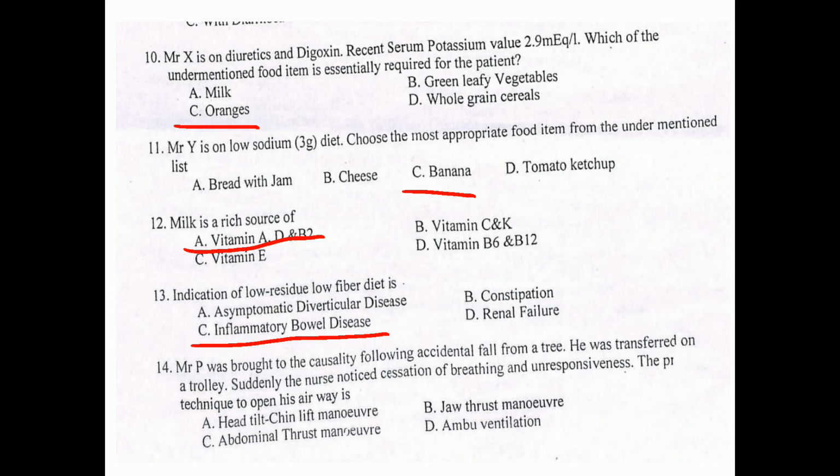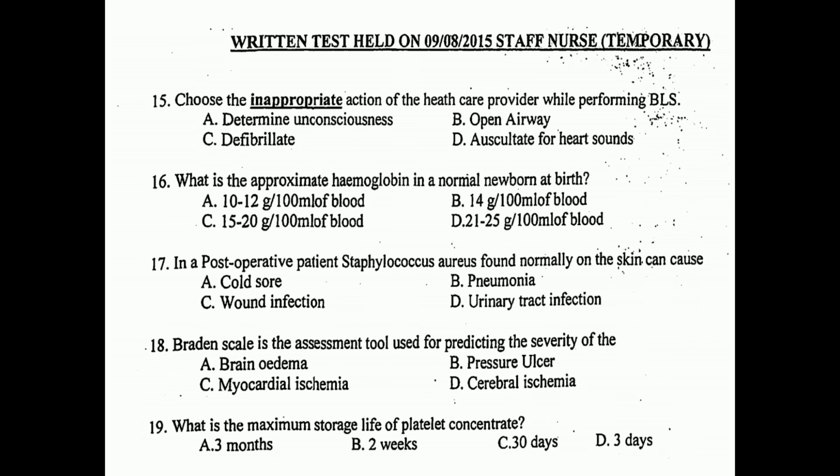Question number 14. Mr. P was brought to the casualty following an accidental fall from a tree. He was transferred on a trolley. Suddenly the nurse noticed a cessation of breathing and unresponsiveness. The technique to open his airway is, options are head tilt chin lift maneuver, jaw thrust maneuver, abdominal thrust maneuver, ambu ventilation. The correct answer is option B, that is jaw thrust maneuver.